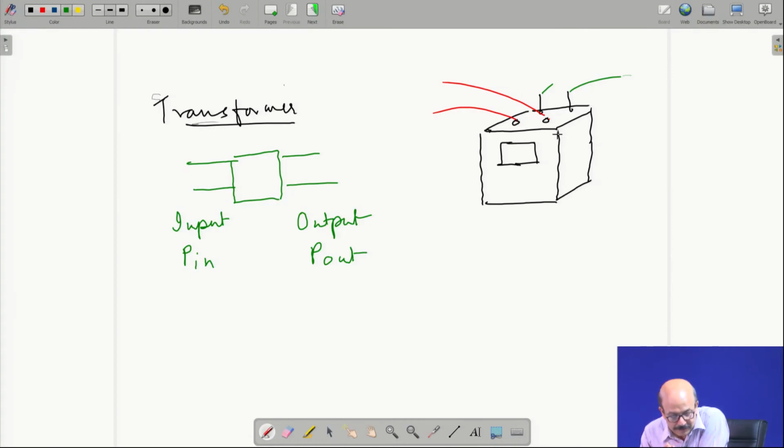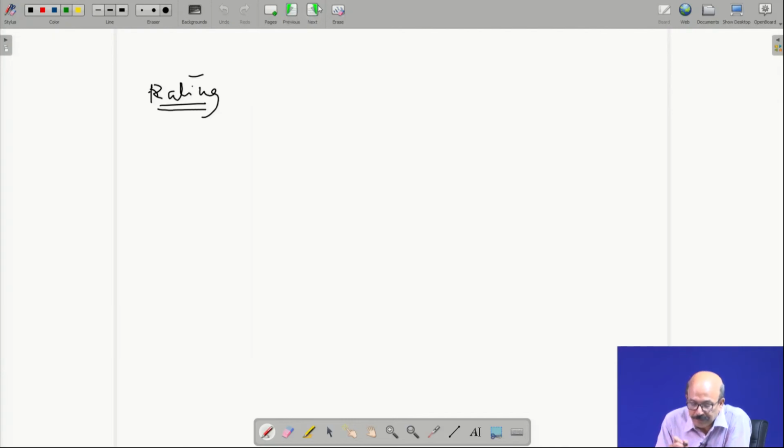You have a nameplate. Whenever you try to understand a device, you have to look at the nameplate for information. What information could be there? If I go to the next slide, sorry. I'm very new to this. I will gradually learn.